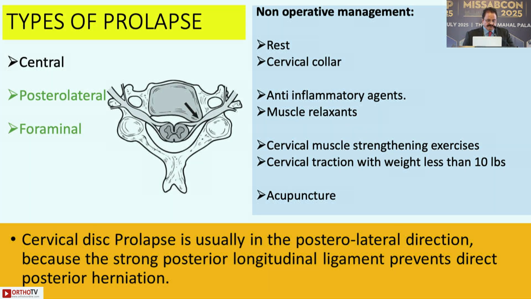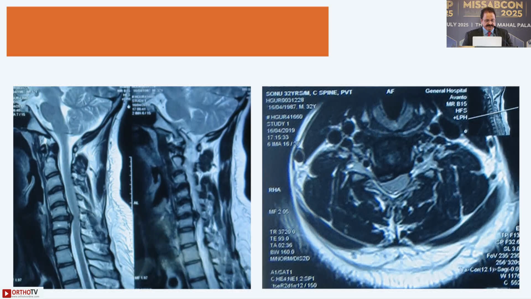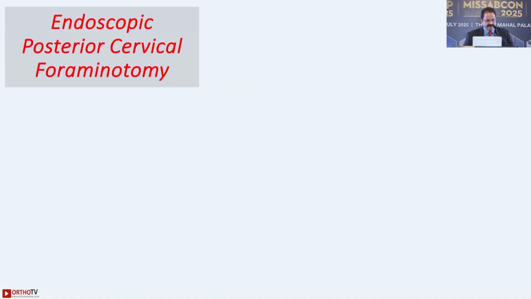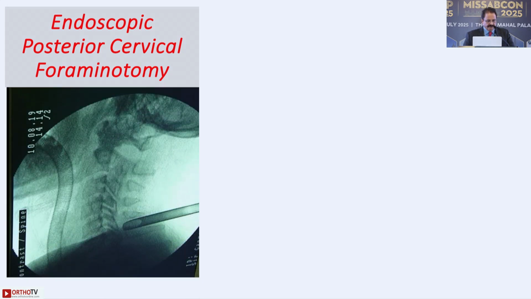The cervical disc prolapse is usually in the posterolateral direction because the strong posterior longitudinal ligament prevents direct posterior herniation. So coming back to our case, how to proceed about it? Anterior or posterior? We were having a conference and a famous endoscopic surgeon was there with us. He said he'll do an endoscopic posterior cervical foraminotomy. And this is how it started.